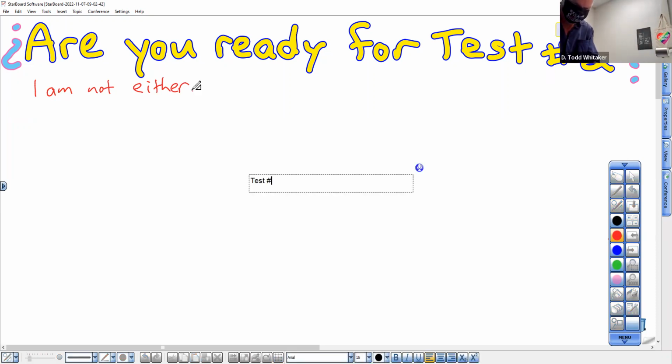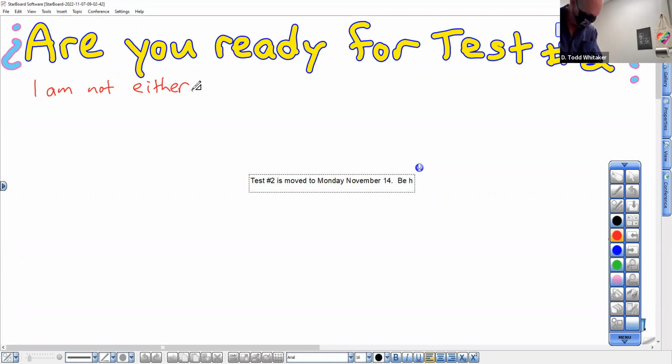Test number 2 is moved to Monday. It's not moved very much. Monday, and I don't have my watch with me, but my computer says today's the 7th and 14th would be next Monday. Monday, November 14th.